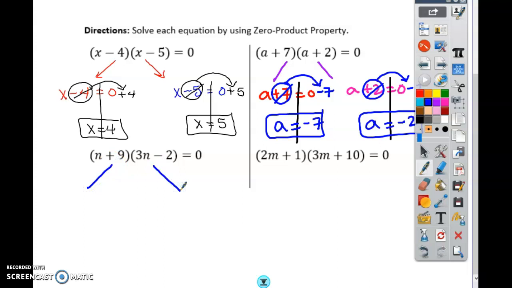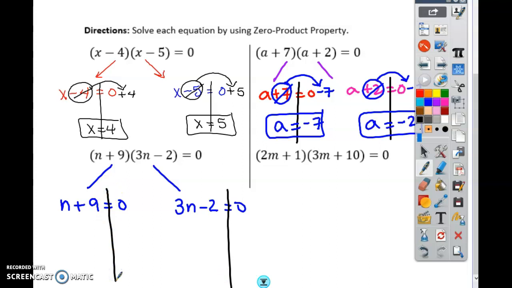Set them both equal to 0. So I have n plus 9 equals 0. And I have 3n minus 2 equals 0. Some of you can do this by yourself. Try to do as much as you can. And when you don't know how to finish it, press play so that I can show you how to do it. Press pause right now.